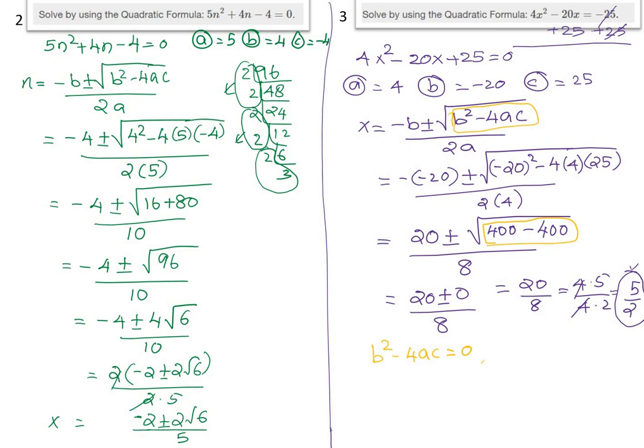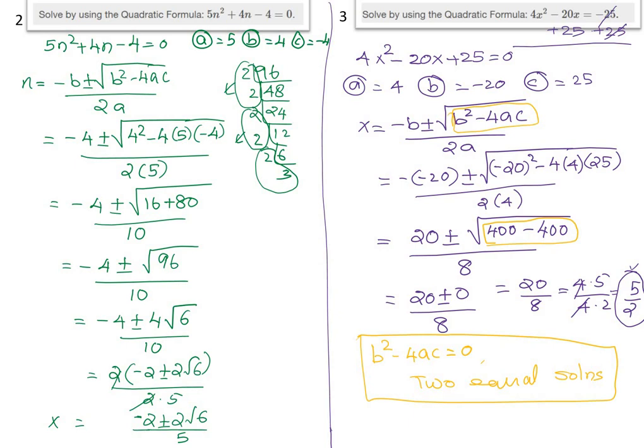If b square minus 4ac, that means the term inside the radical, is equal to 0, then we have 2 equal solutions. Equal solutions. B square minus 4ac equal to 0.